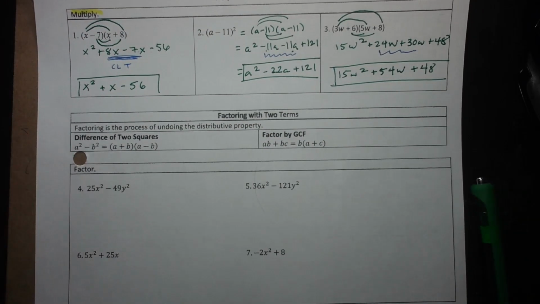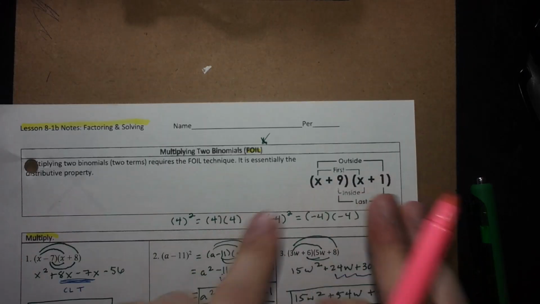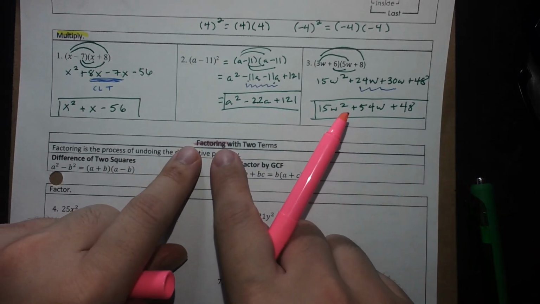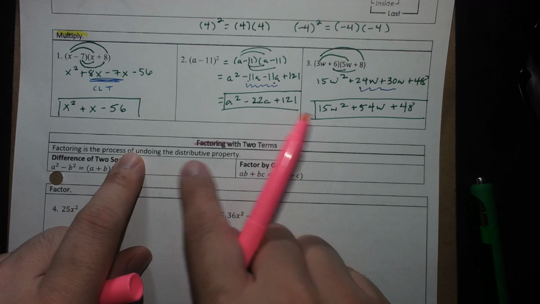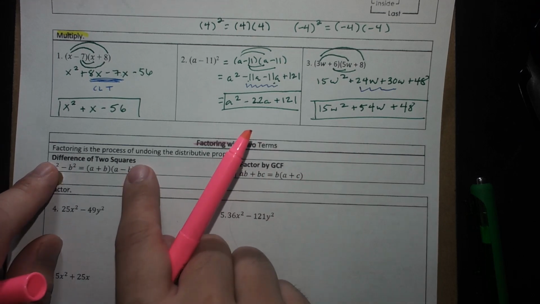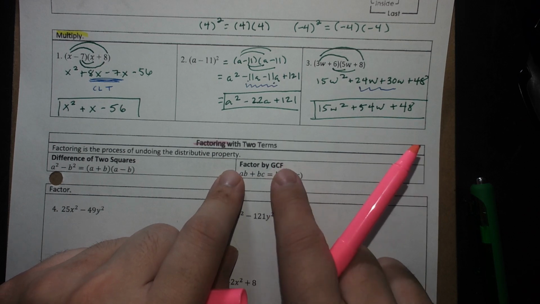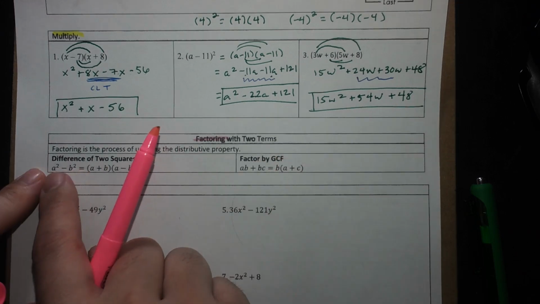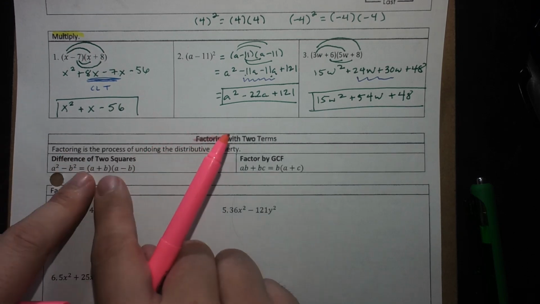Okay, so now we're going to get into the territory of factoring. So here we basically use the distributive property. Now what we're going to do is learn how to undo the distributive property. That's what factoring is. It's the process of undoing the distributive property. Okay, and here are two techniques. One is the difference of two squares, and the second one is factor by the greatest common factor, or factoring by the GCF.